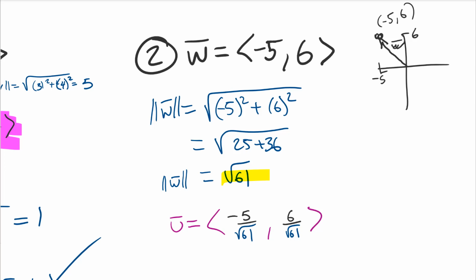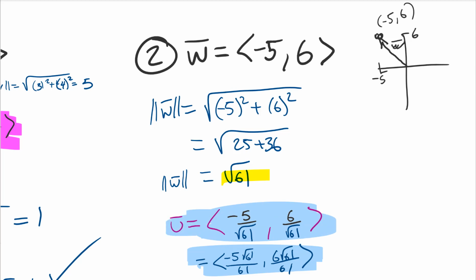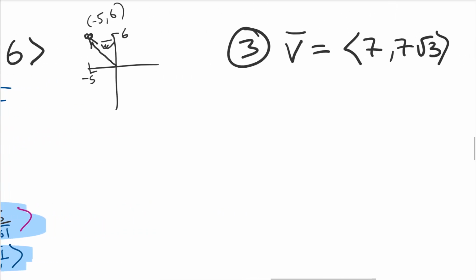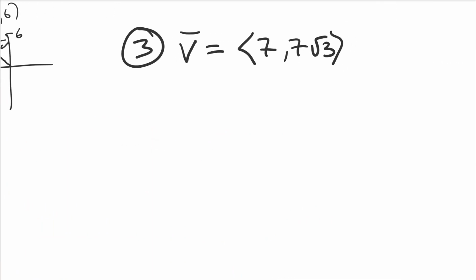And if you're one of those weirdos that has to do it, then fine, do it. Oops, that's not a 51, that's a 5. Almost got it. Negative 5 root 61 over 61, and 6 root 61 over 61, if you're one of those people that needs to have everything rationalized. Whatever, there's the game. Find the magnitude, divide your components by it. Last one, just making sure we got this.